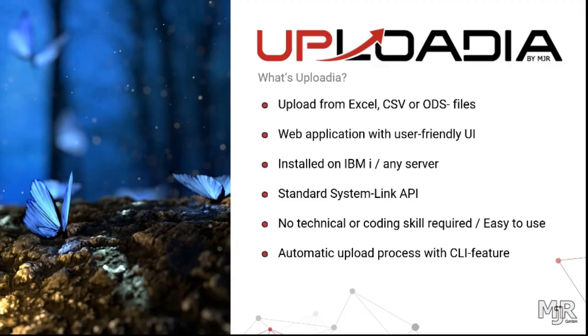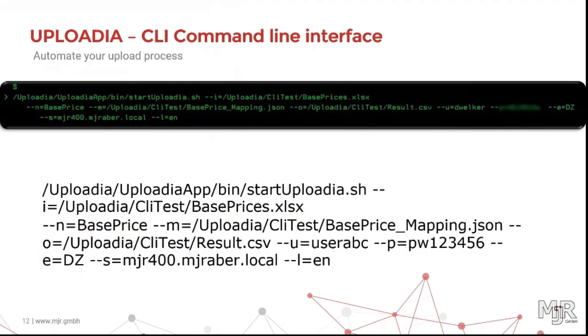And that's also important, you can establish an automatic upload process over the command line interface, also called shortly CLI feature. And that's the point here. It is another and automatic way to upload your data with the command line interface feature of Uploadia. Separate license is required for that.